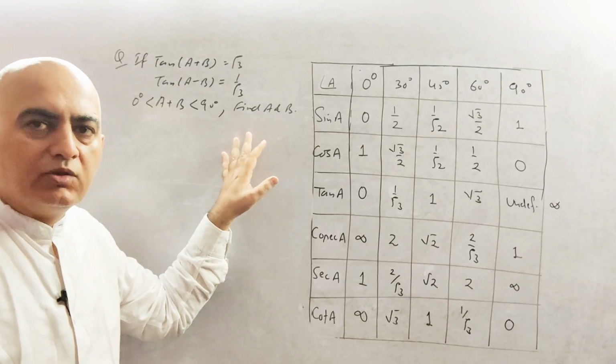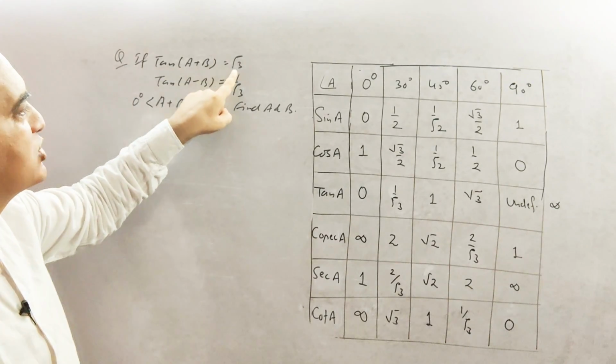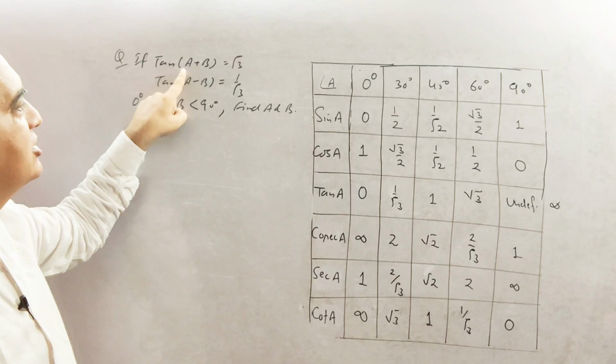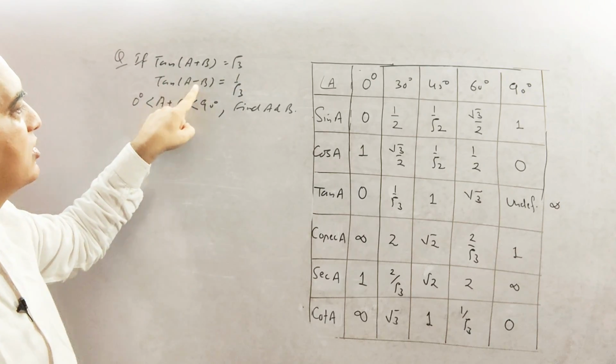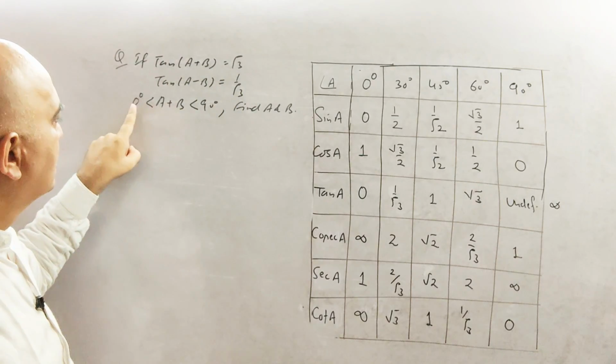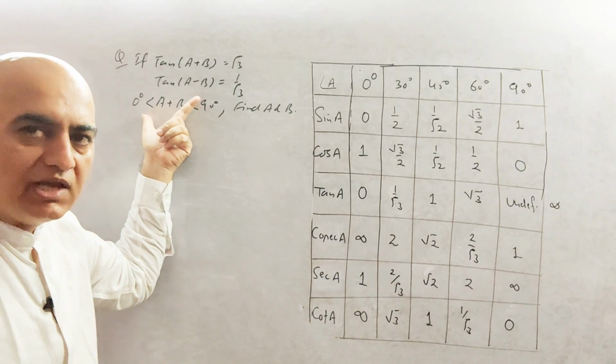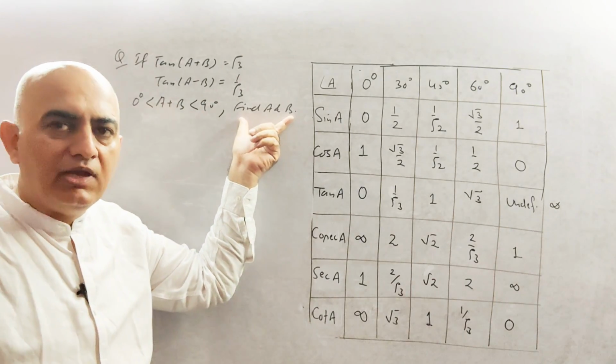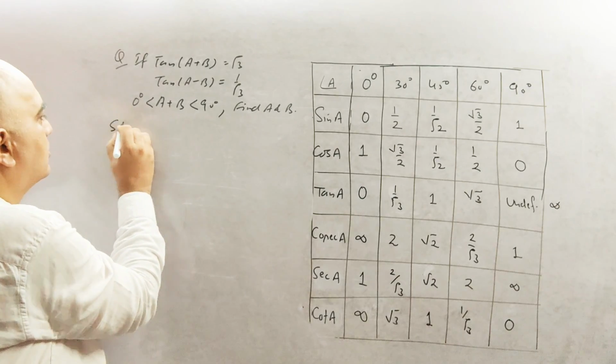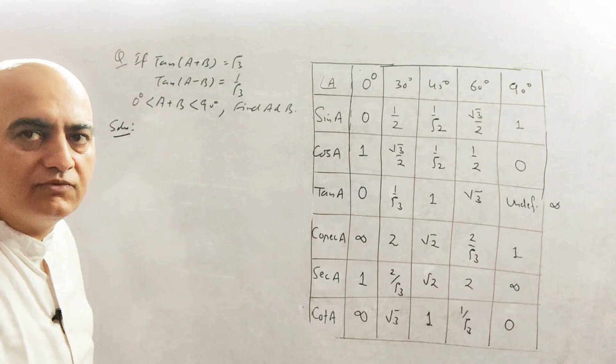This problem is also a good problem. Sine of a plus b is root 3 and tangent of a plus b is root 3, and tangent of a minus b is 1 upon root 3, and a plus b lying between 0 and 90 means a plus b is also an acute angle. Find the value of a and b. How can we find out the solution for this problem?